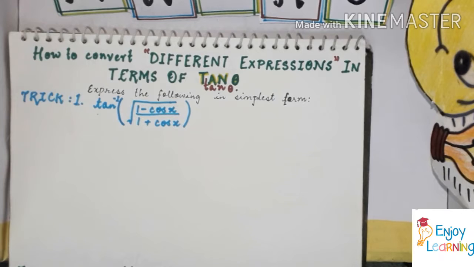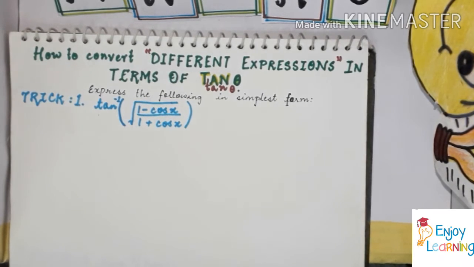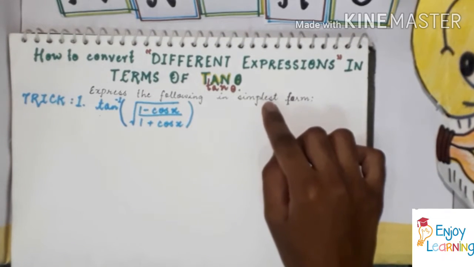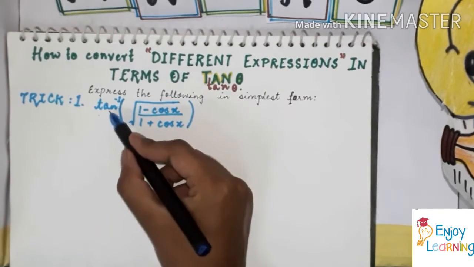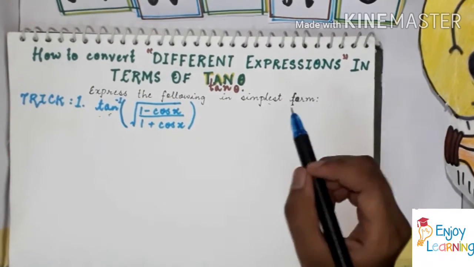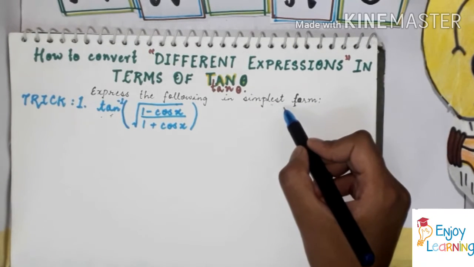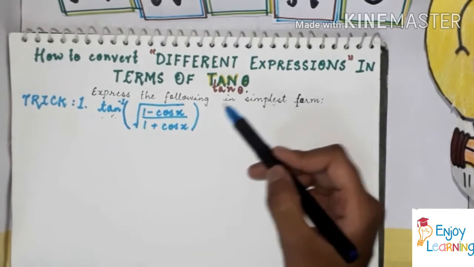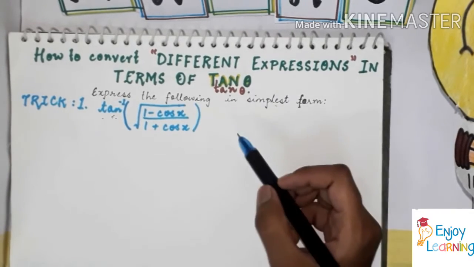Now, why do you need to do such conversions? That means to convert different expressions in terms of tan theta. Because when you come across such type of questions, express the following in simplest form, what you need to do is, you have to remove this inverse function. I have also told you this in the previous lectures. Whenever you have to express a particular expression in the simplest form, what you need to do is to remove the inverse function and to get a simplified numerical value of that expression.